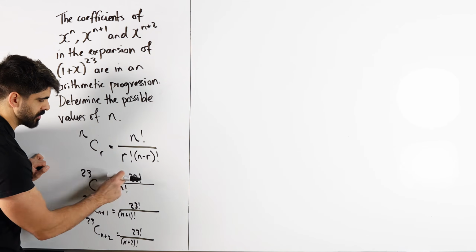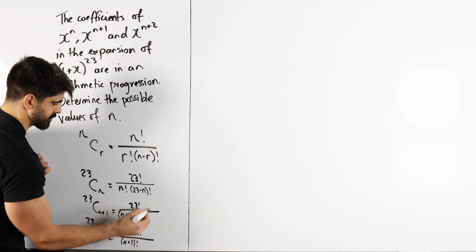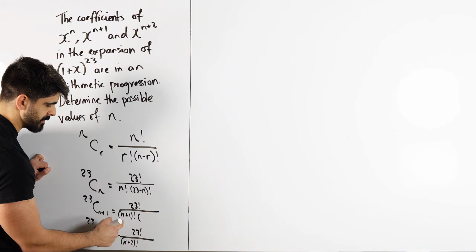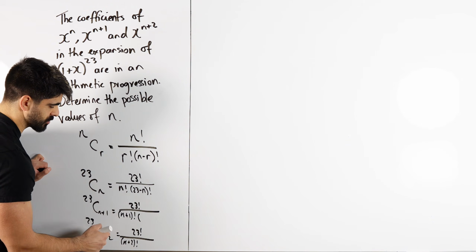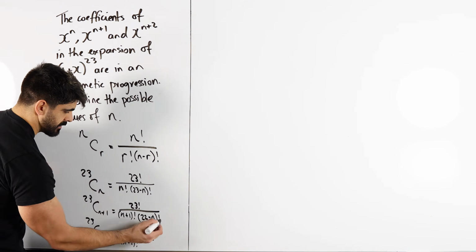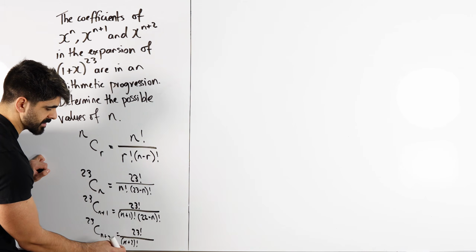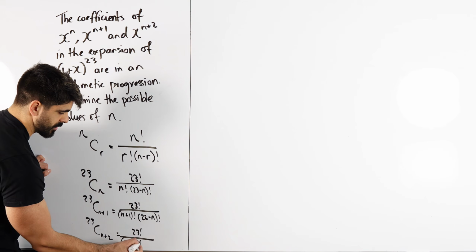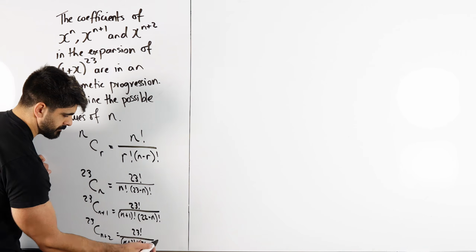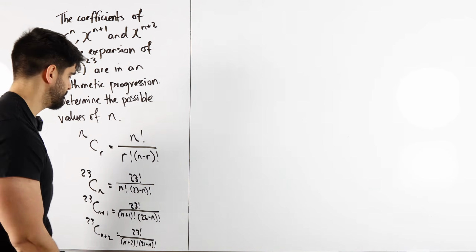Then over here you do this minus this. So 23 minus n factorial. Here you're doing 23 minus this. That'll be 23 minus n minus 1. 23 minus 1 is 22. Then we have minus n factorial. Then over here you're doing 23 minus this. 23 minus n, 23 minus 2 is 21. All right?